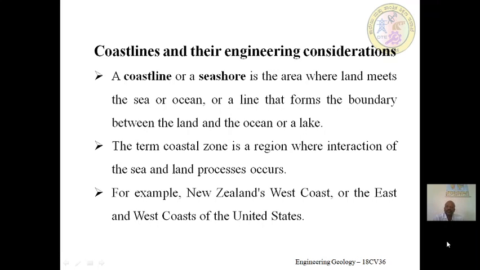A coastline or a seashore is the area where land meets the sea or ocean, or a line that forms the boundary between the land and the ocean or a lake is called the coastal line. The term coastal zone is a region where interaction of the sea and land processes occurs. For example, New Zealand's west coast, or the east and west coasts of the United States.